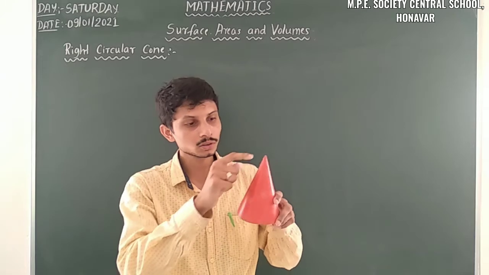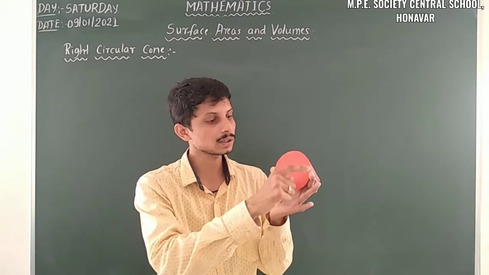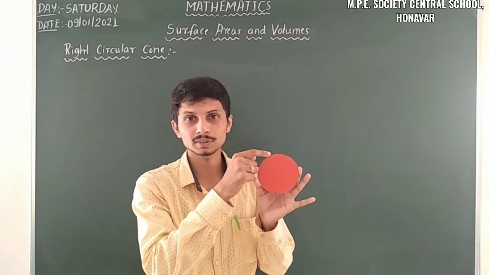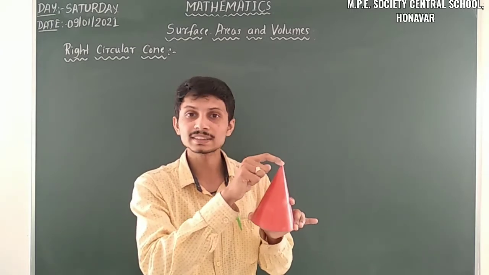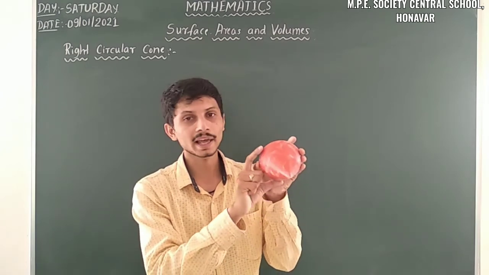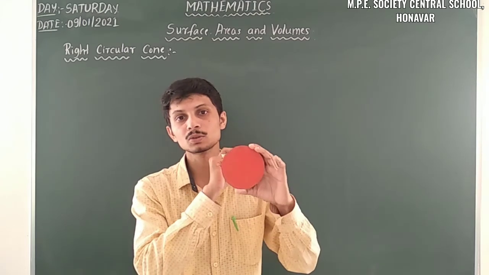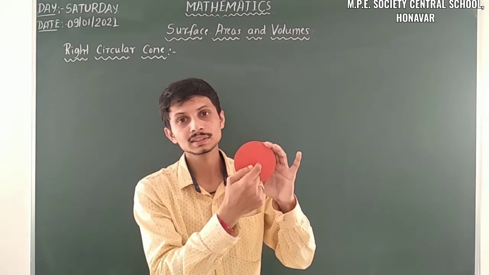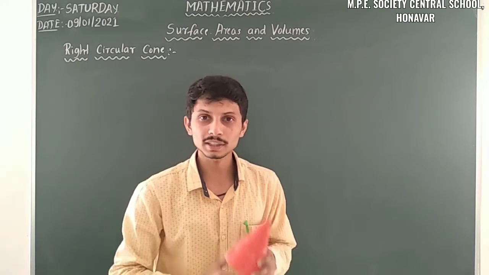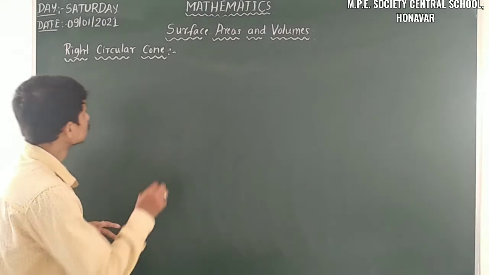Here just observe. We have a fixed point at the top of the cone, and the bottom part is a circle. Every point on the circumference of the circle is joined with the fixed point. When we observe like this, this fixed point is perpendicular through the center of the circle. So this is the definition of the cone. So let's take the definition of this right circular cone.